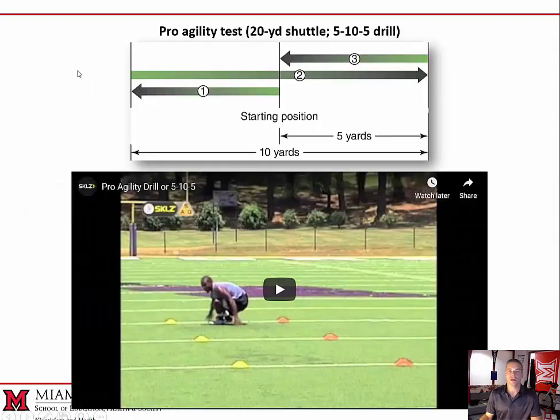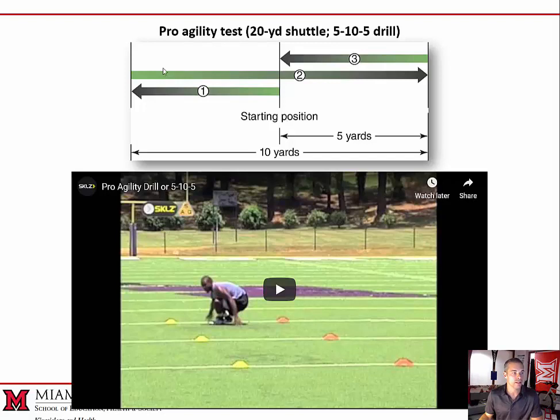All right, another agility test, appropriately named the Pro Agility Test, sometimes referred to as the 20-yard shuttle test or the 5-10-5 drill. With this test, the athlete is starting here in the center. This is typically done on a football field that is marked off. Maybe you have cones out on the football field to show the athlete where they should be turning.